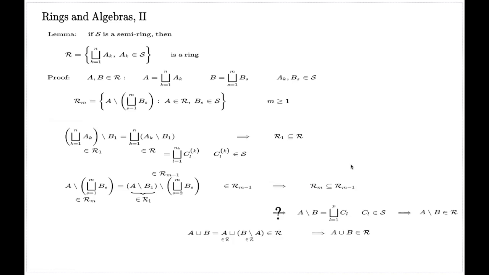In fact, what just happened is just the method of mathematical induction, isn't it? This was the base step, the base of my induction, and this is the step of my induction. Collectively, as a conclusion of this mathematical induction, we see that all of these R_m sets are subsets of my initial set R. But the set difference between A and B is in fact a member of an R_m set. So we conclude that the set difference in fact belongs to R. So we can kill this question mark, and the whole proof is done.